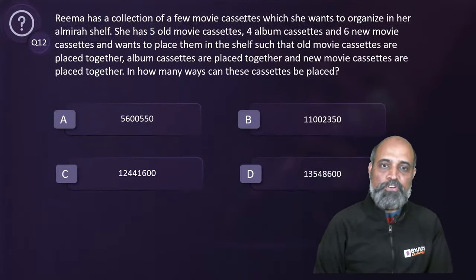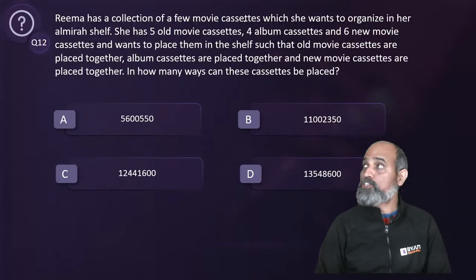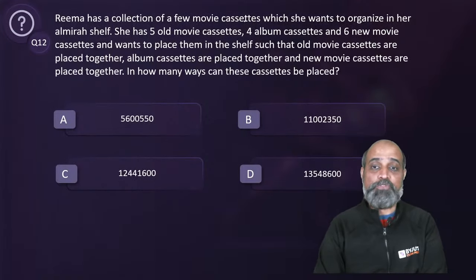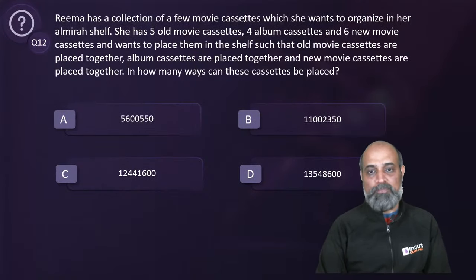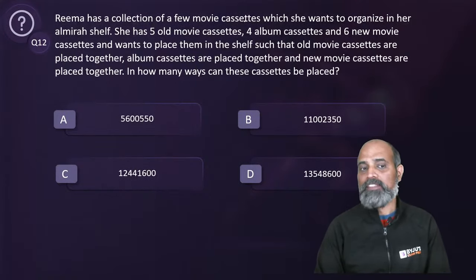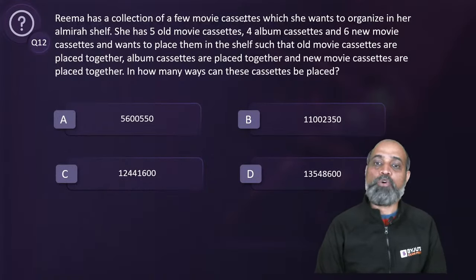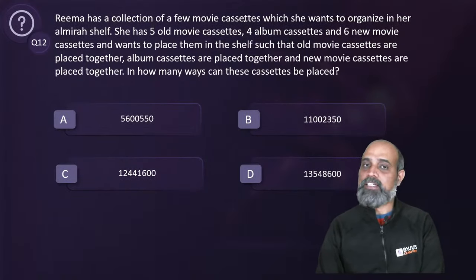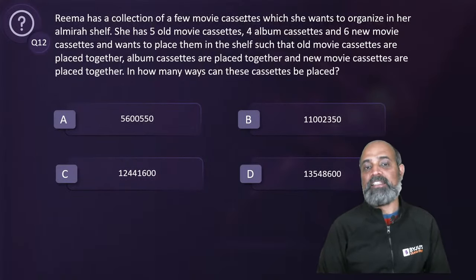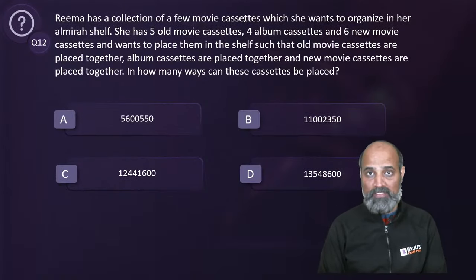And the last question for the day. Rima has a collection of a few movie cassettes which she wants to organize in her Almira shelf. She has 5 old movie cassettes, 4 album cassettes and 6 new movie cassettes and wants to place them in a shelf such that old movie cassettes are placed together, album cassettes are placed together and new movie cassettes are placed together. In how many ways can these cassettes be placed?